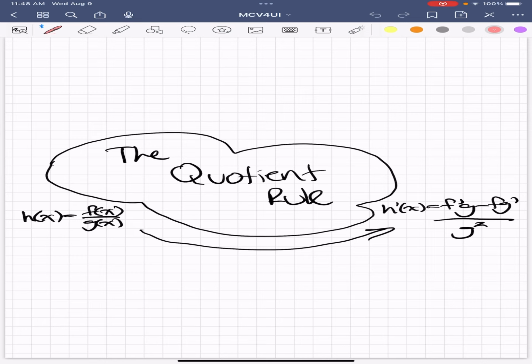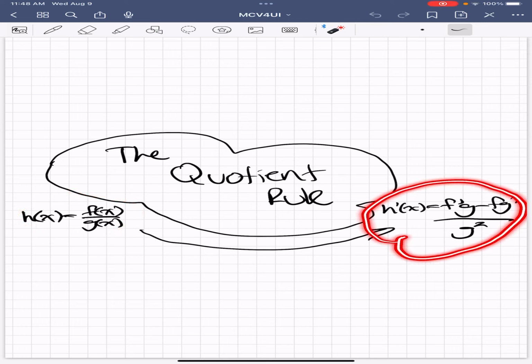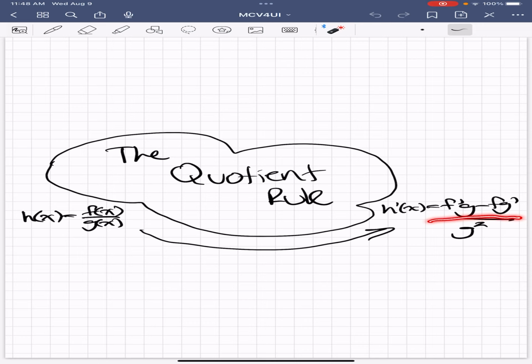Okay, so today we're going to be doing the quotient rule. The quotient rule: if two functions divide by each other, the derivative of the function is the derivative of f multiplied by g, minus f multiplied by the derivative of g, over g to the power of 2. So that's the quotient rule, and let's begin.